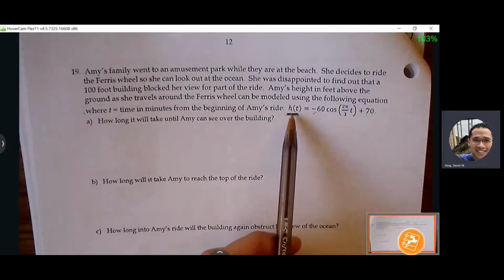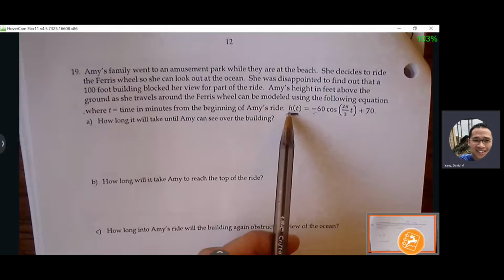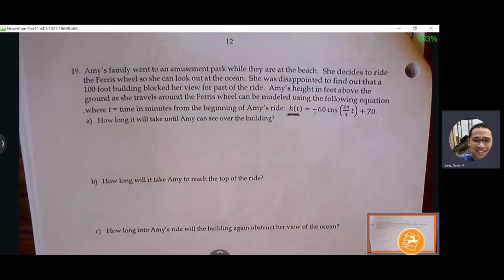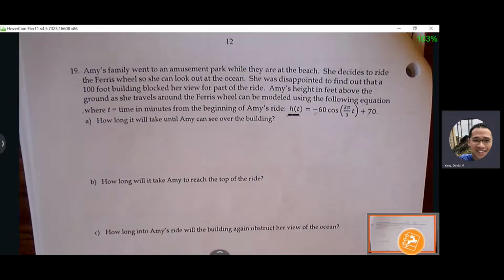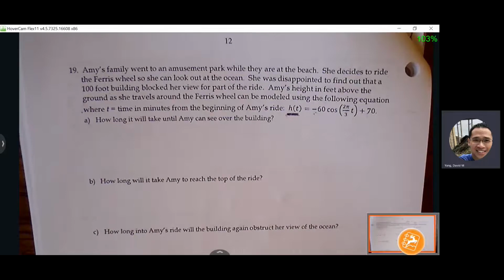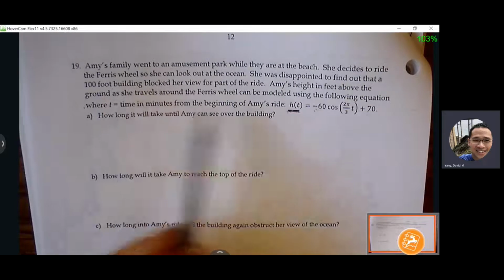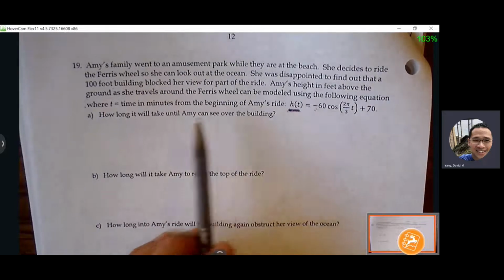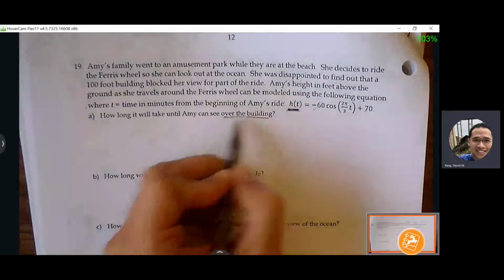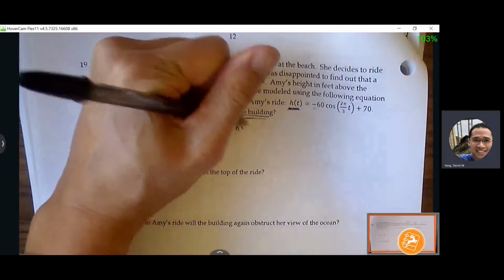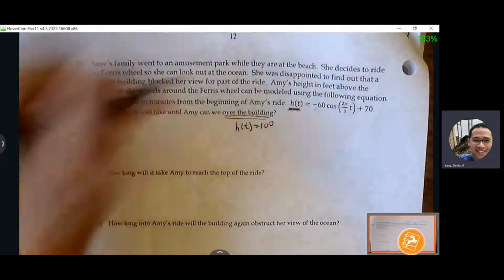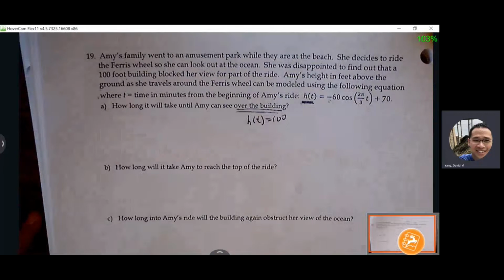So you're trying to figure out when Amy is going to be able to reach 100 feet, so that she can actually begin to look over the building that's blocking her view. So let's just start off with replacing h of t with 100, because the building is 100 feet tall. Okay, so we're just working through this equation here.